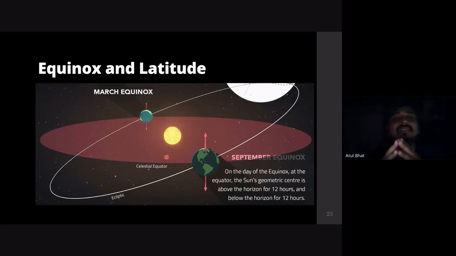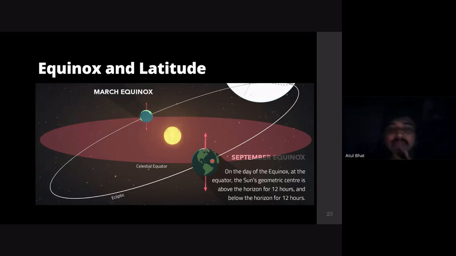But if you track the path of the Earth around the sun, this is not along the equator because of the Earth's tilt. The equator is not aligned with the path of the Earth around the sun. In fact, it is at an angle of 23.5 degrees. So the celestial equator, which is the equator extended, and the ecliptic, which is the path of the Earth around the sun, are at an angle of 23.5 degrees. And because of this, the sun moves towards the north and the south.